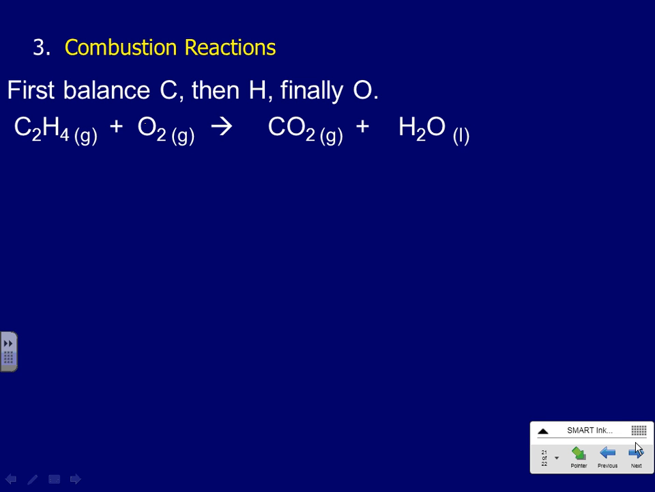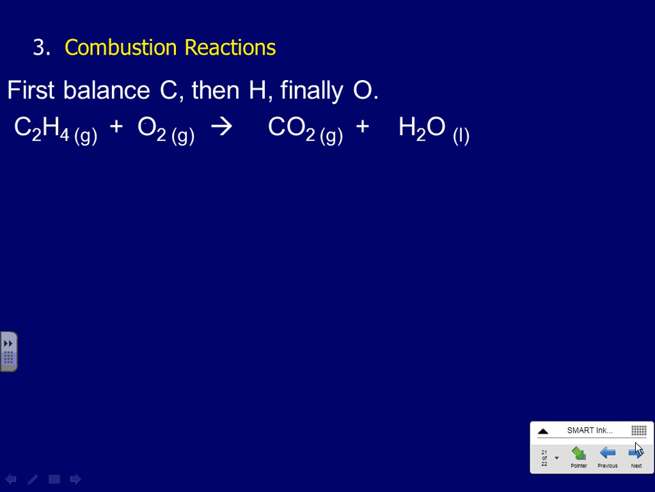Combustion reactions, we're going to learn, are a fuel reacted with oxygen. In this case, the fuel contains carbons and hydrogens, so it will always produce carbon dioxide and water. We will talk more about that when we get to the types of chemical reactions. But that's a standard type combustion reaction.